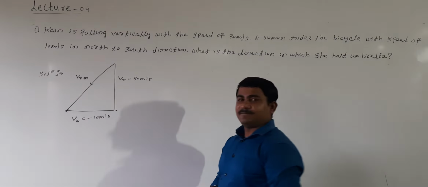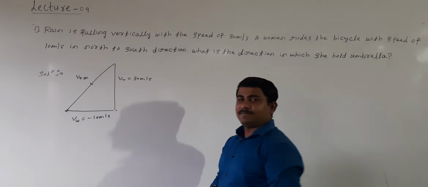What is the direction in which she holds the umbrella? See here. This is nothing but the umbrella. You can hold it with the vertical. With the vertical, how to hold the umbrella? She can hold the umbrella like this. In this situation, this is the vertical direction. Then in this one, it looks like a triangle, in this direction.